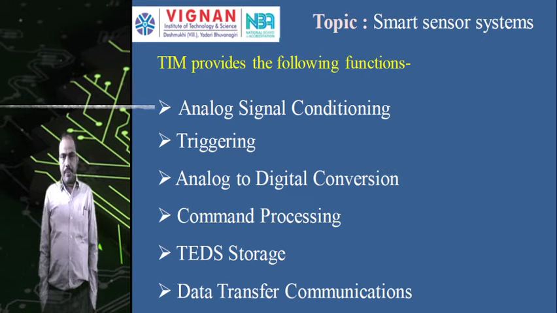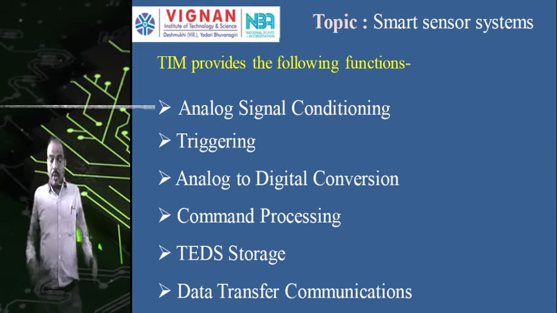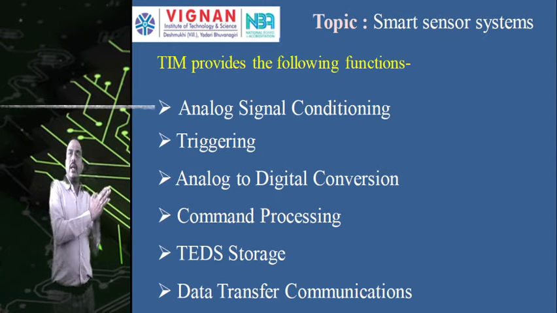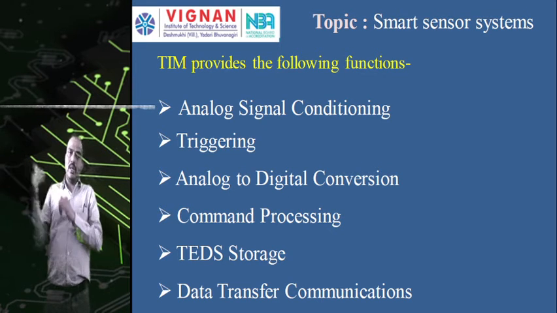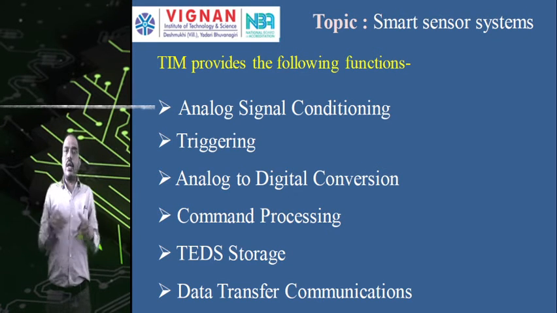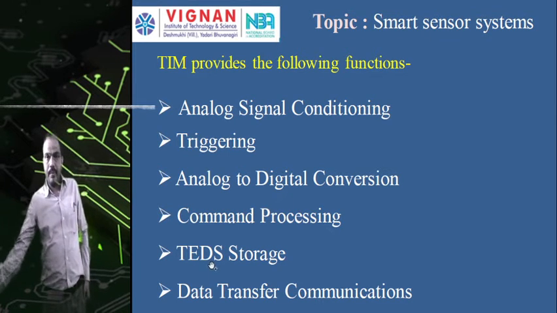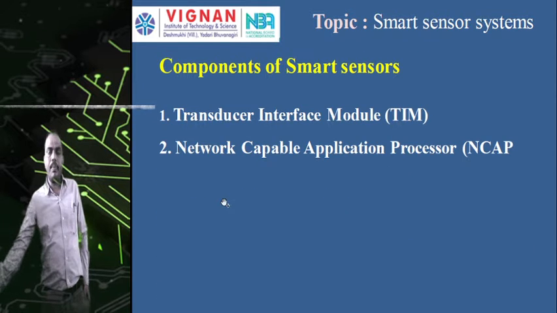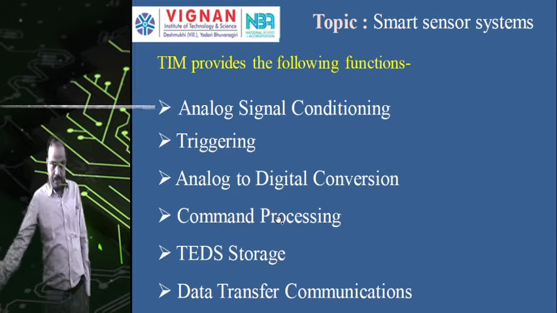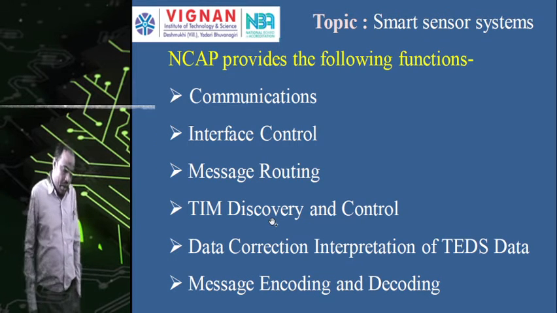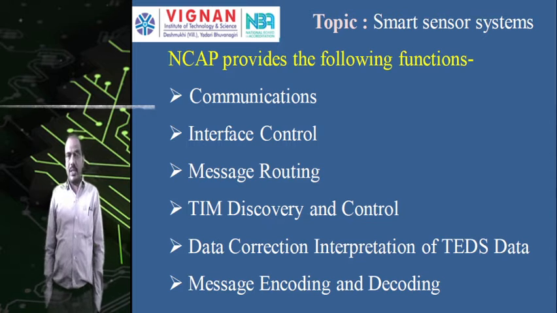And command processing, TEDS storage. I will discuss what TEDS storage is. That is the transducer electronic data sheet. That is for future reference purposes. We have to store the data, and data transfer communications. From these sensors, we need to communicate the data to other persons or another place. How are we going to communicate? All of that is combined in the TIM, which is nothing but the transducer interface module. Whereas the other one is called the NCAP. What is NCAP? Network capable application processor. This can provide communications with other devices.